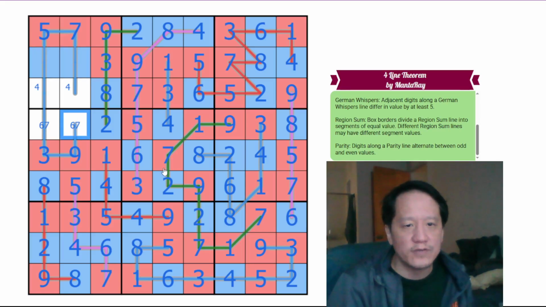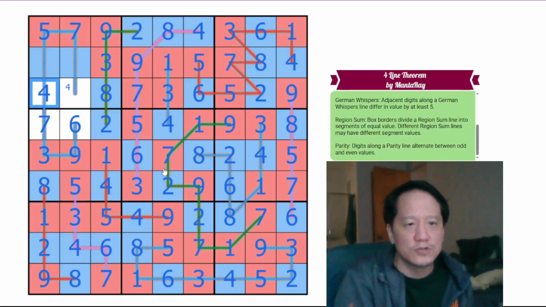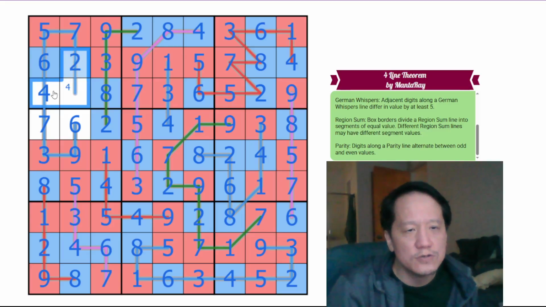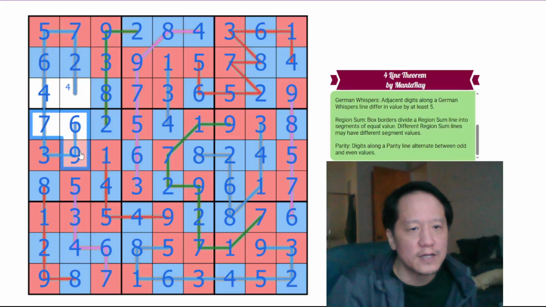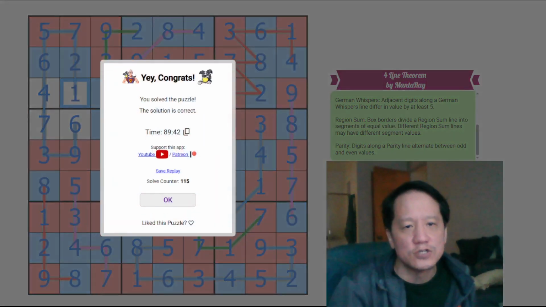7 eliminates 7 here, so it's 6 and 7. 4 eliminates 4 here, so that's 4. This can't be 2, so that's 2. This makes that 6, and this is 1. So 1, 2, 4, 5, 6, 7. So 5, 6, 7 adds up to 18. Plus 1, 2, 4 is 25. 6, 7, and 9 add up to 22, plus 3 is 25. And that's the solution.